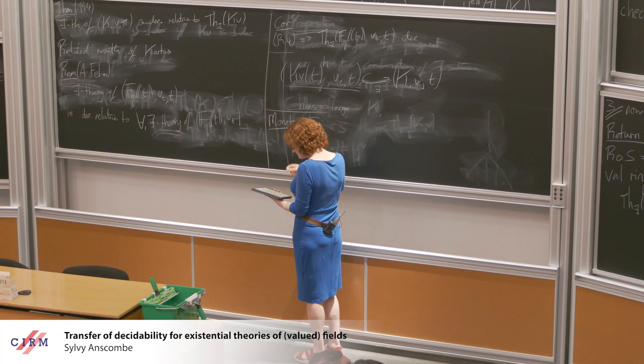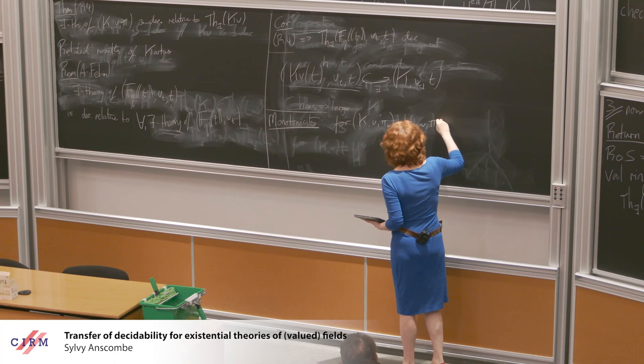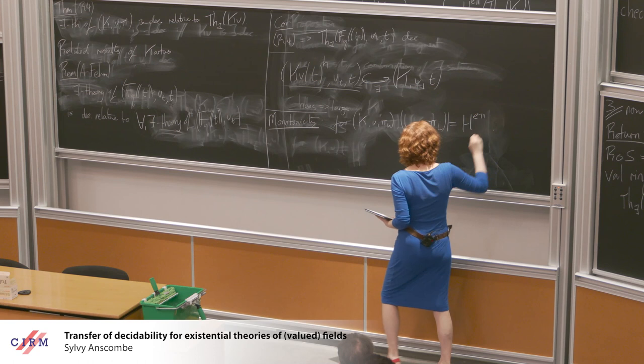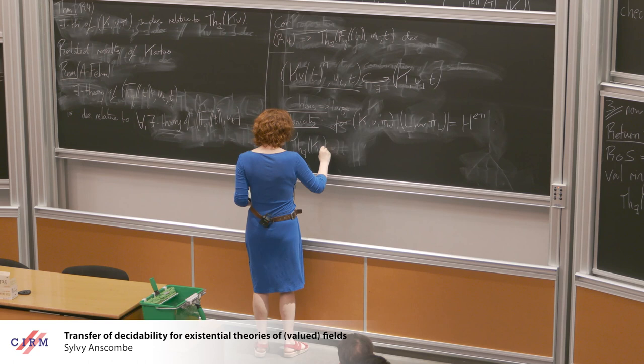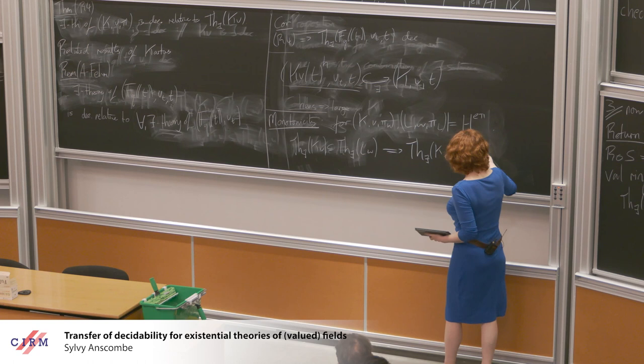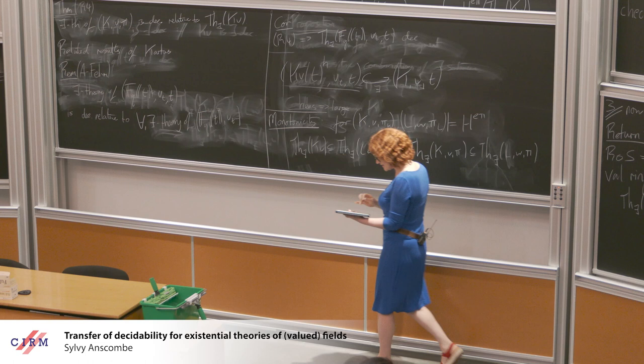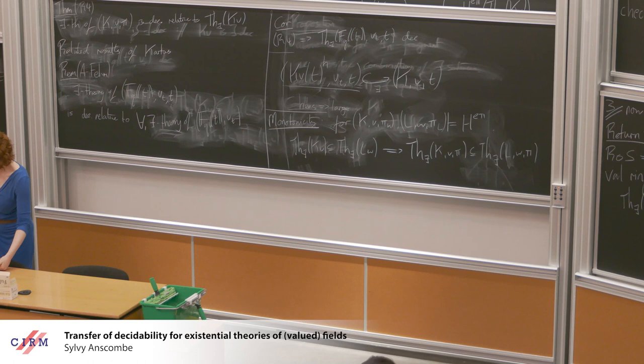For K, v, pi_K and L, w, pi_L models, if the existential theory on the residue side of one is contained in the other, then the same thing holds on the valued field side. And I should be clear that this also depends on R4. So that monotonicity property turned out to be, to my mind, a kind of useful reimagining.